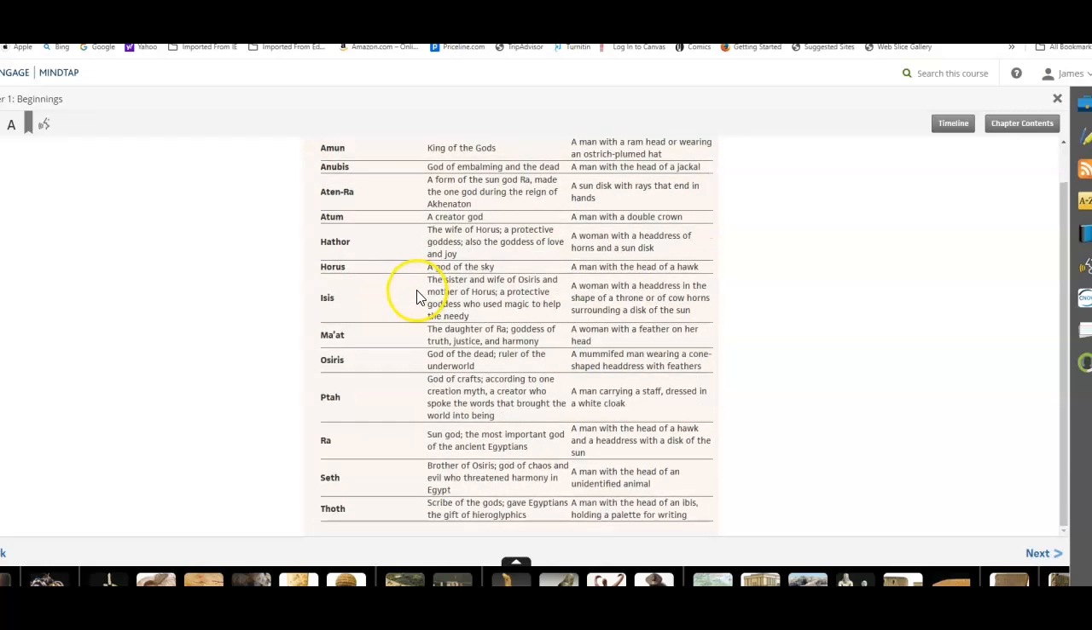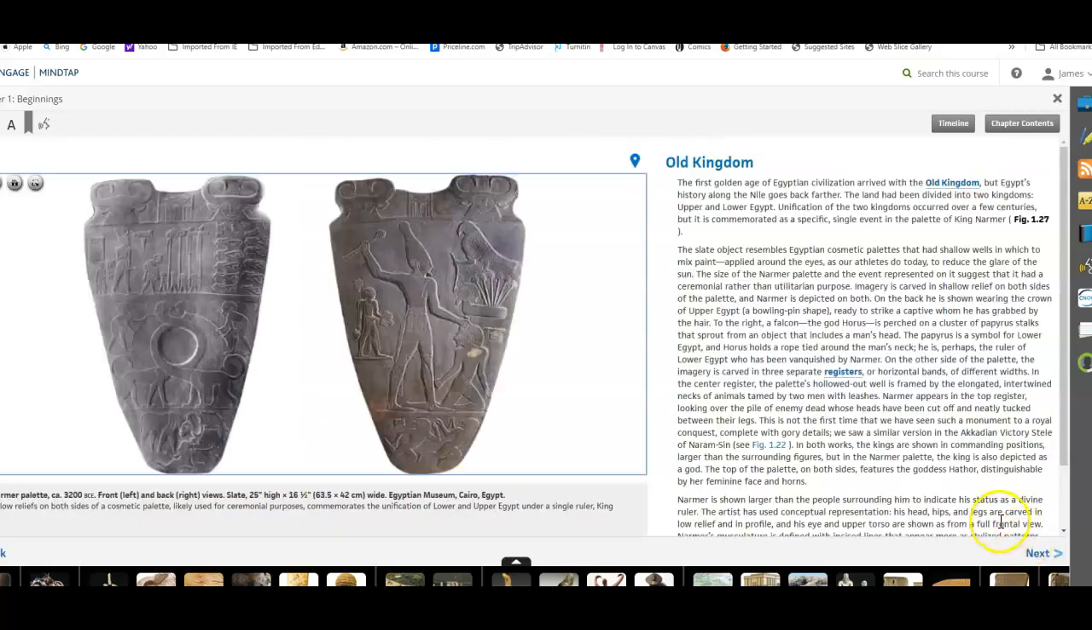Again, you have a list of the different gods. The Old Kingdom, this is the Narmer Palette. Again, as I mentioned earlier, if you see a larger figure, you know which one won. And Narmer, this is the front and back of it, if you will. Narmer is generally credited with uniting Upper and Lower Egypt into one kingdom.